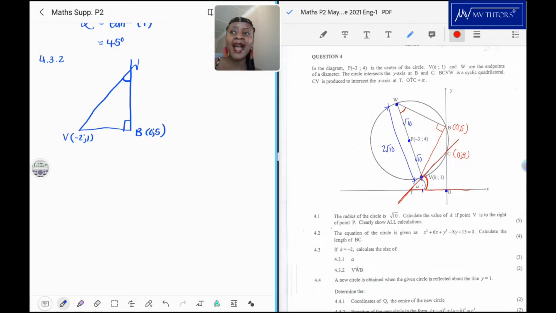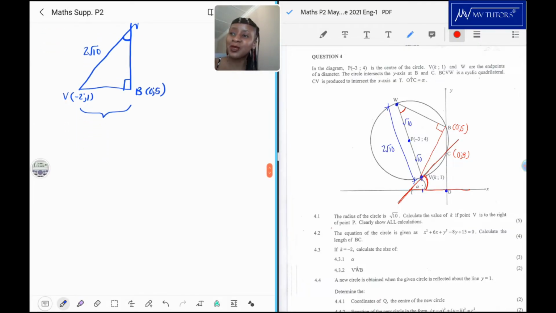I can determine what the length of VB is. And I also have the length of VW. I've written it there. It's 2 root 10. So for me to get W, I would have to say sine W is equal to VB over VW. So I just need to get the length of VB. I know this looks like a lot of work for 2 marks actually. It really does.